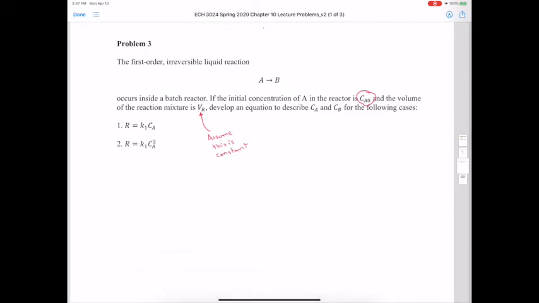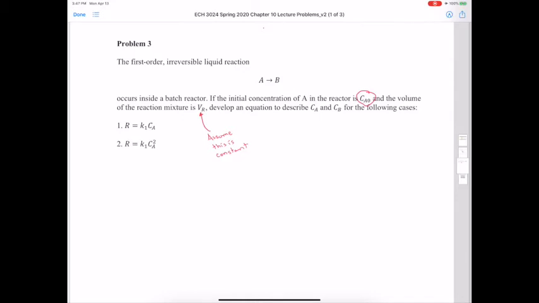Based on these two pieces of information, the problem wants us to develop equations for the concentration of A and the concentration of B for the following two cases. One, where the reaction rate is equal to K sub 1 times the concentration of A, and in case 2, where the reaction rate is equal to K sub 1 times the concentration of A squared. In this video, we're going to focus on part 1 of this problem.